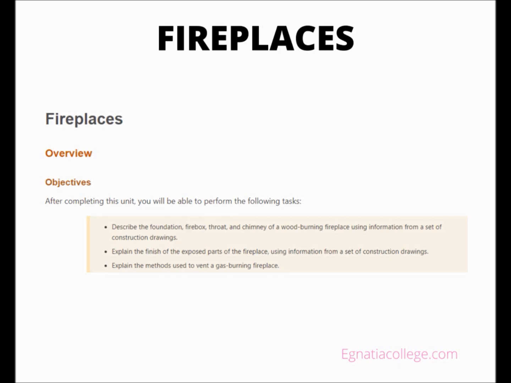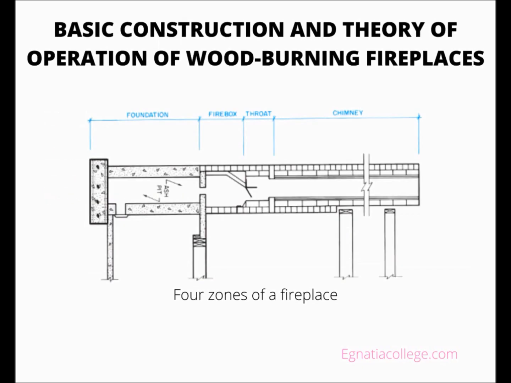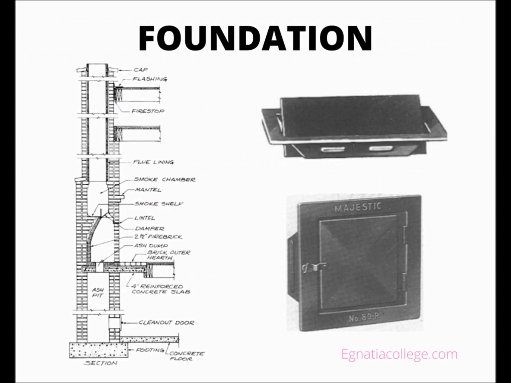Basic construction and theory of operation of wood-burning fireplaces. A fireplace can be divided into 4 major parts or zones: foundation, firebox, throat area, and chimney. Each of these zones has a definite function. To understand the construction details, it is necessary to know how these zones work.